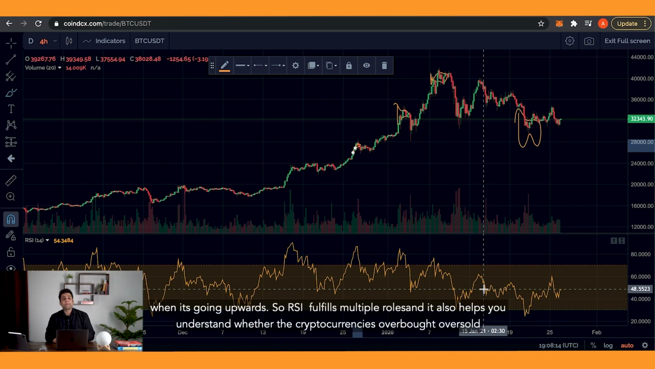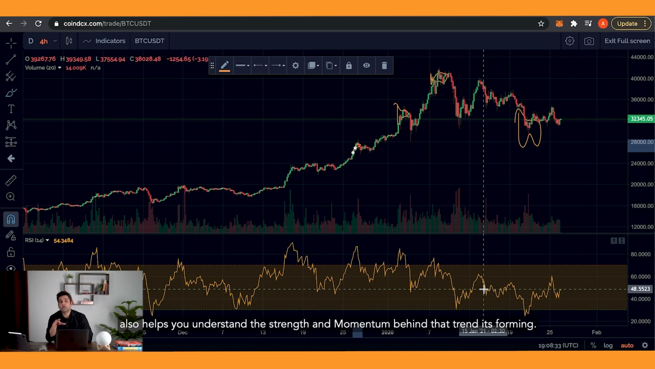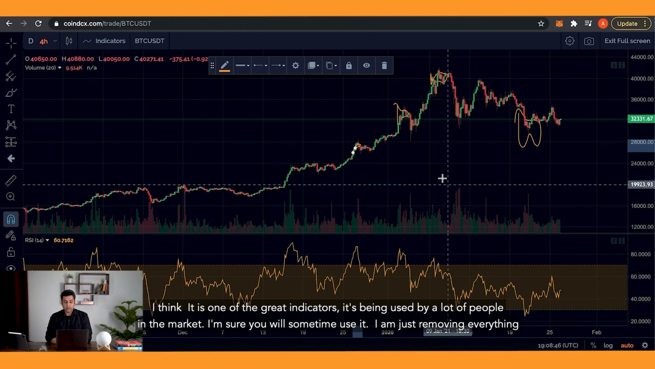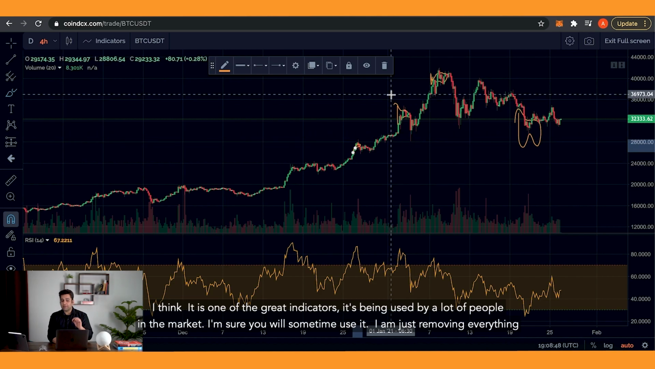It's going upward. So the RSI fulfills multiple roles: it helps you understand whether the cryptocurrency is overbought or oversold, and it also helps you understand the strength and momentum behind the trend that it's following. So I think it's one of the great indicators. It's been used by a lot of people in the market. I'm sure you will sometime use it.